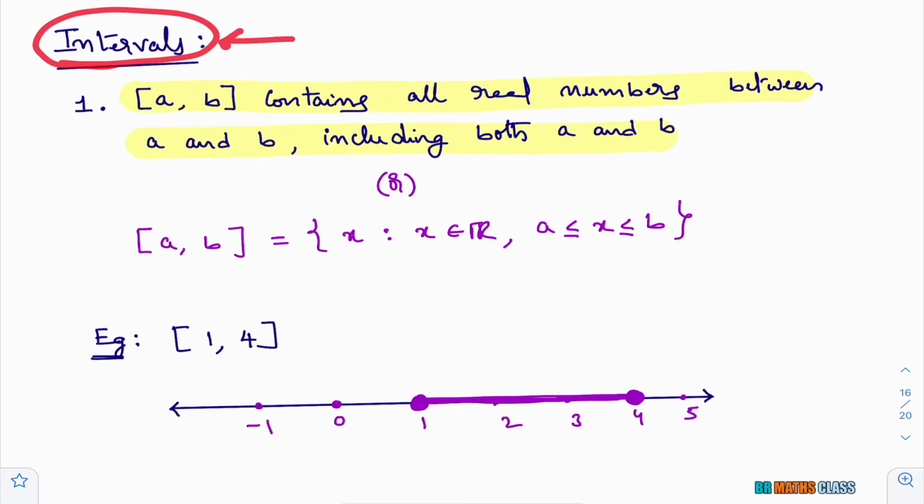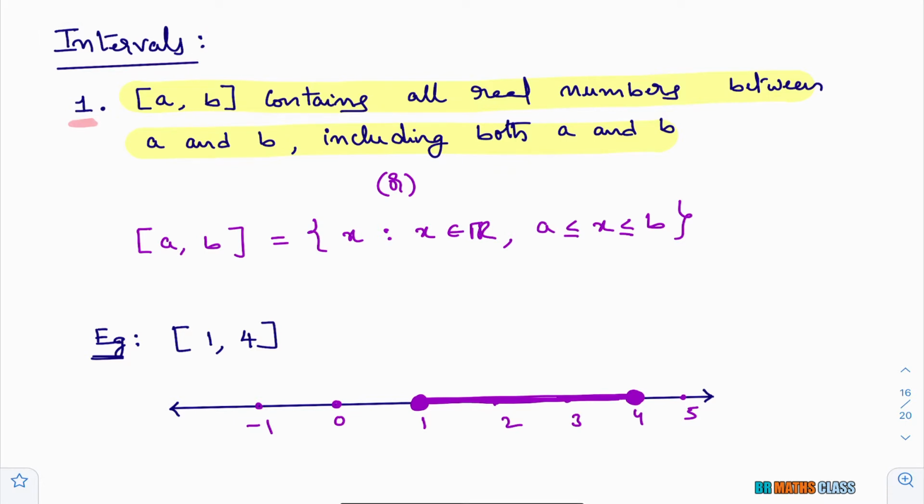Intervals play an important role in the functions chapter. It is important that you know about intervals. Intervals does not mean something like the interval you get while watching a movie. It is not like that. These are the intervals on the number line. When it comes to intervals, there are a total of 4 types of intervals. You see, this is the first one.